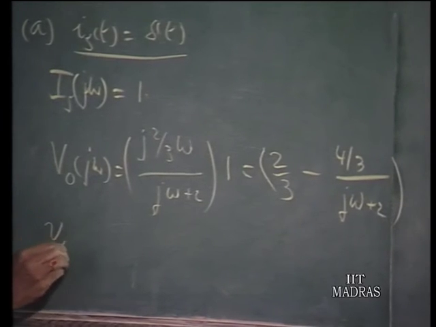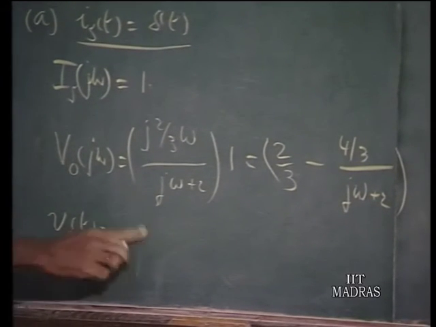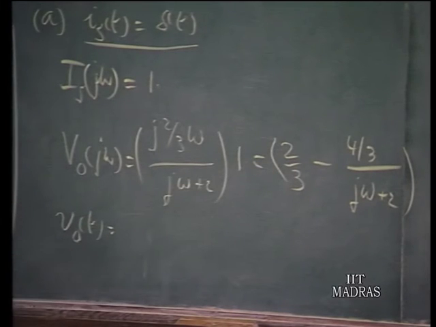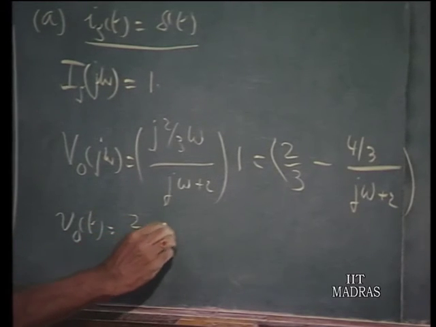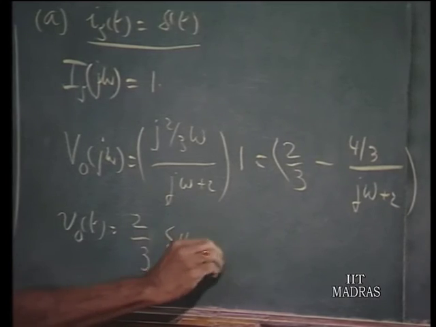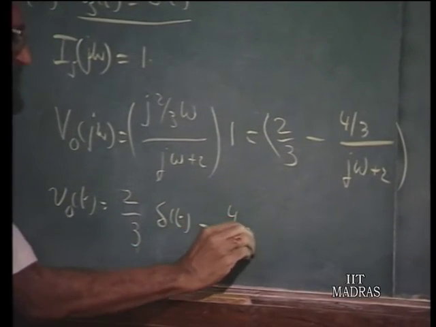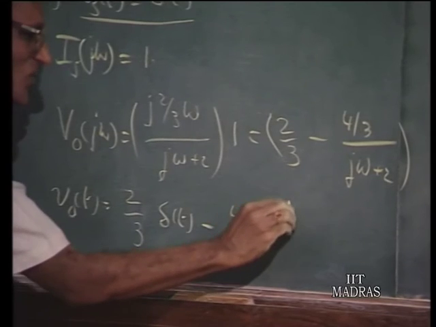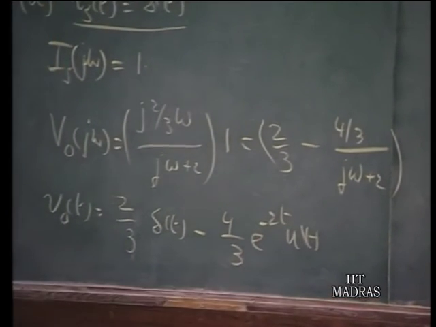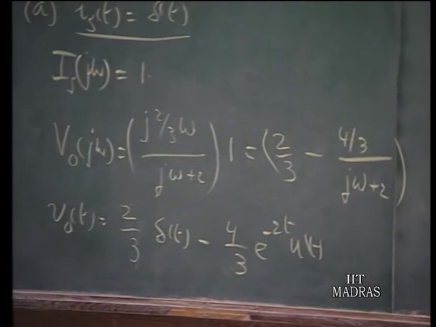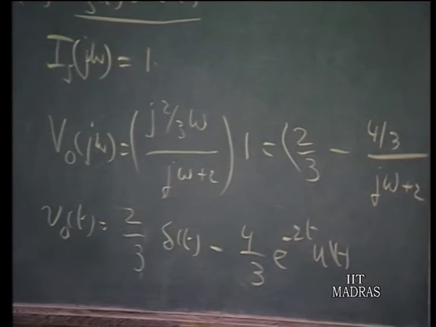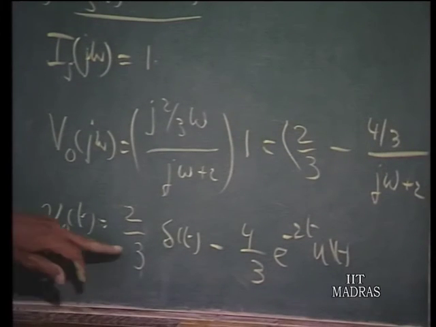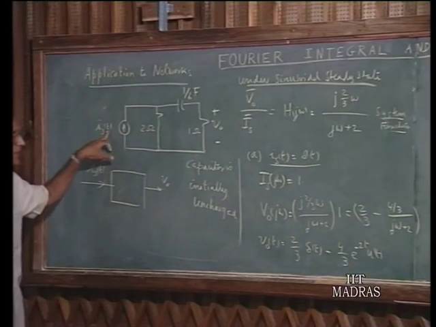Therefore, V naught of t is obtained as 2/3 in the transform domain. Therefore, in time domain it is 2/3 of delta t, and the inverse Fourier transform of the second term is minus 4 upon 3 e to the power of minus 2t u of t, because 1 over j omega plus 2 corresponds to e to the power of minus 2t u of t, and you have minus 4 upon 3 as the coefficient. So, this is the total response of the system when the input is a unit impulse.